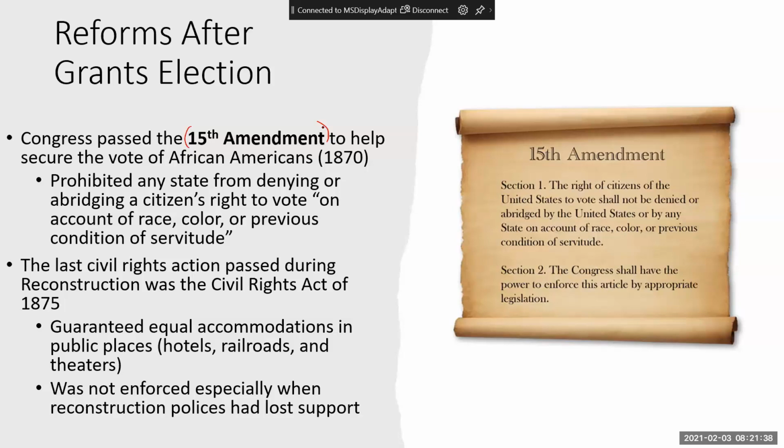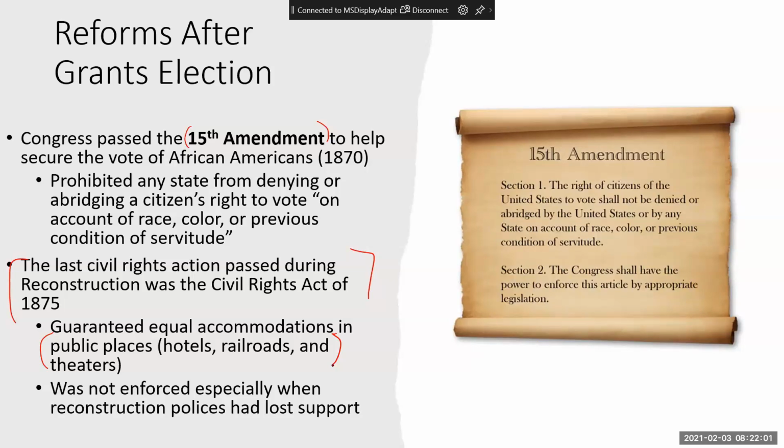Now, the last Civil Rights Act passed during Reconstruction would be the Civil Rights Act of 1875, which would somewhat guarantee accommodations for African Americans in public places. But unfortunately, we'll notice this as we go a little bit further down the line. This is not really enforced, and we'll talk about the reasons why it wasn't enforced.